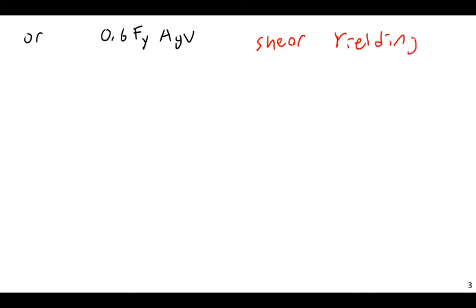Shear yielding, where this here again is going to be, if we take the yield stress and multiply the yield tensile stress by 0.6, we get the yield shear stress, or the shear yield stress. And then this is the gross shear area. So for yielding, we're going to use gross area, and for fracture, we're going to use net area, just like we did previously when looking at fracture and yielding.